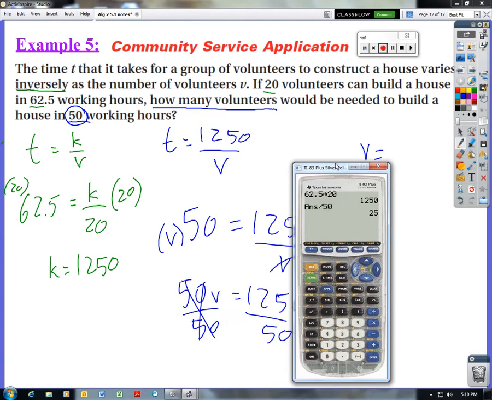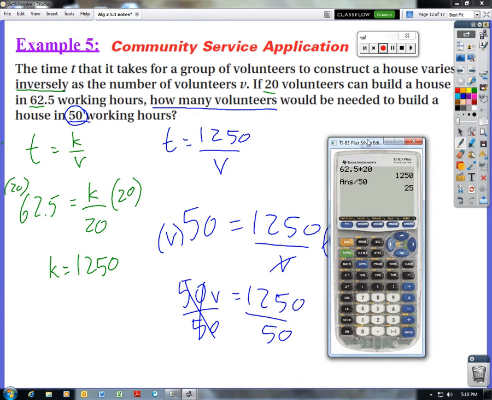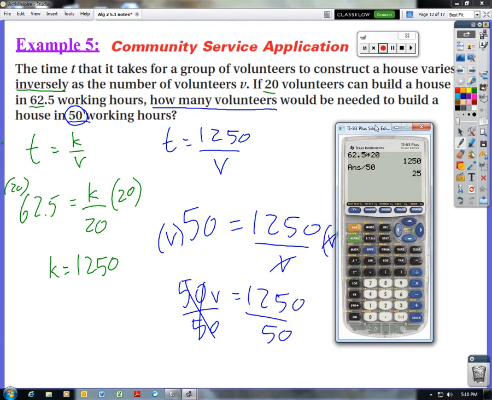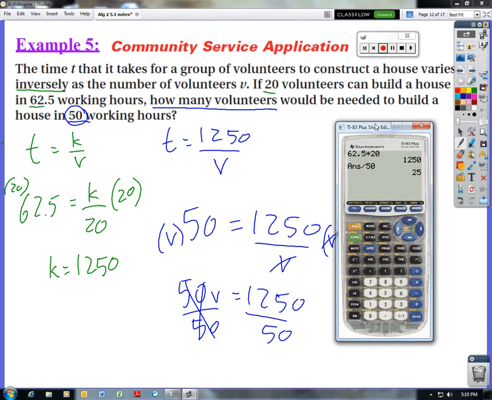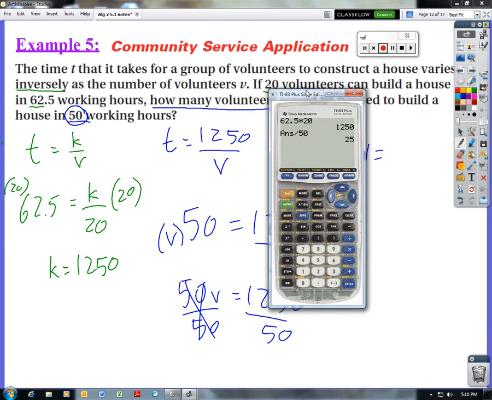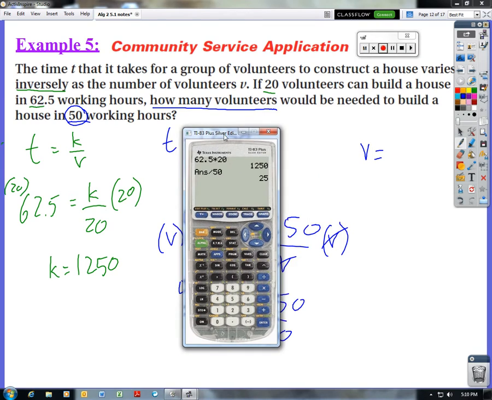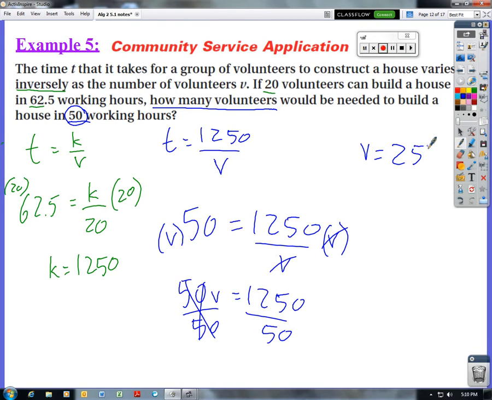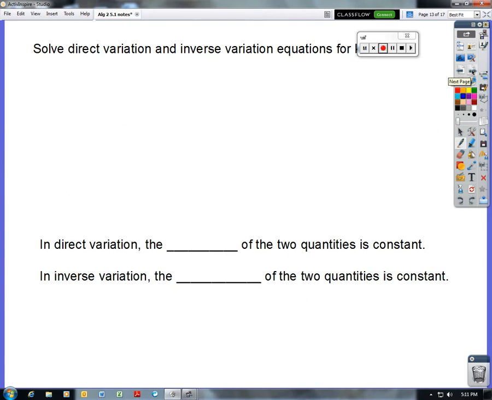1250 divided by 50 working hours. The answer is 25. Okay, we got that. So 25 volunteers can build a house in 50 hours. Seems pretty fast to me. That's like a full work week plus a little bit of overtime.